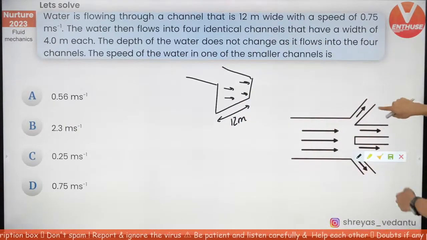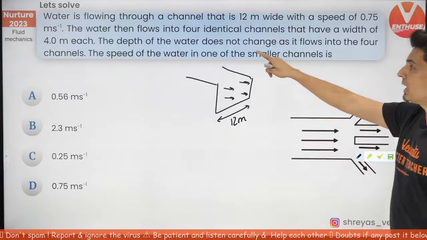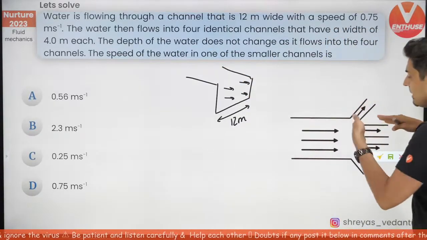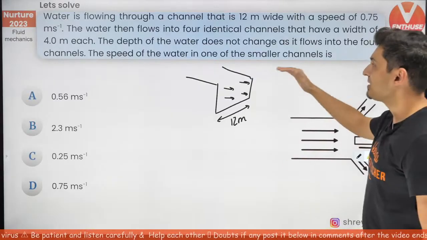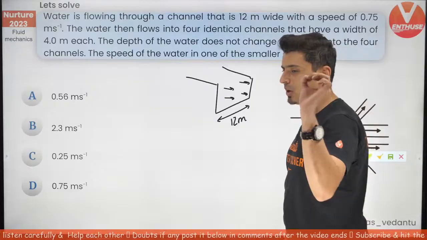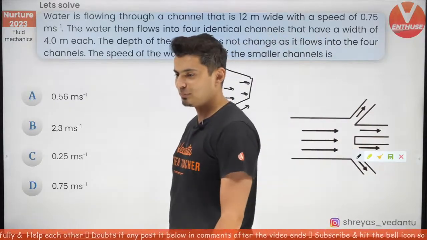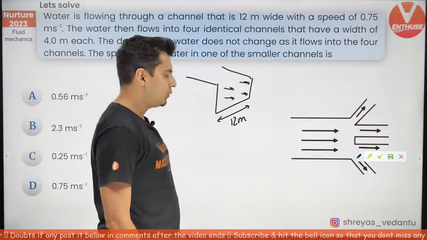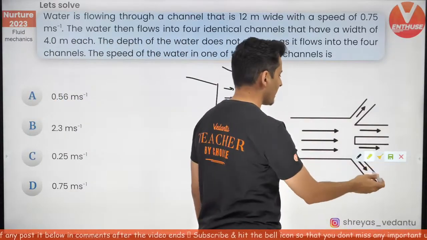The channel divides into 4 parts, each of width 4 meters. The depth of the water does not change. What is the speed of the water in any of the smaller channels? Let's see how many of you are really quick in solving this. Come on, figure this out, my warriors. Think about it. What is the answer?